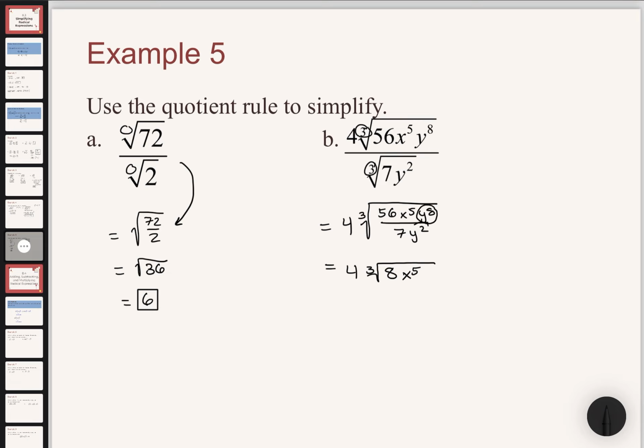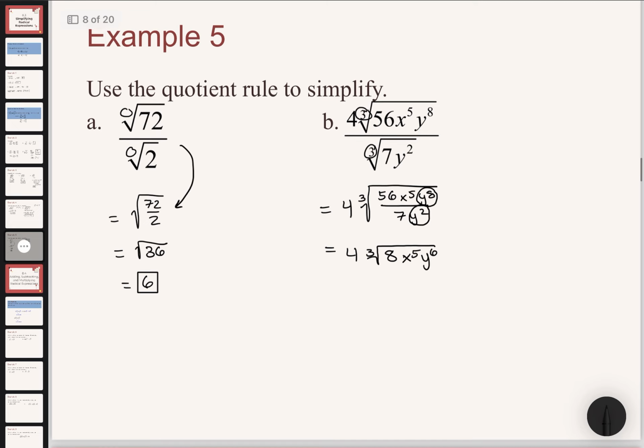I only have one x term, x to the 5th, so that just stays alone. Y to the 8th over y squared, what would that simplify to? Y to the 6th. Nice. Okay, so we're already doing well here, but I can keep going. I can keep simplifying that cube root a little bit.